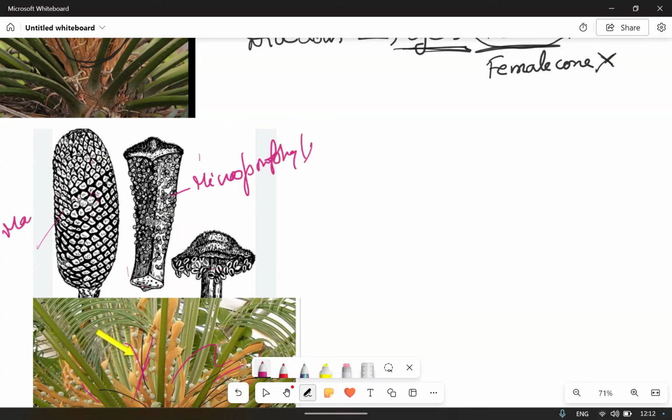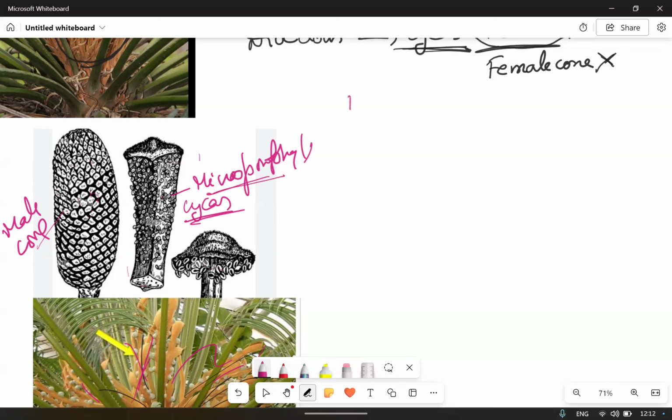This is the male cone, and these round structures are microsporangia. Look here, so many microsporangia are present. Where do you see many microsporangia? On the undersurface of each microsporophyll. This is the Cycas microsporophyll we are seeing. On the undersurface of the microsporophyll, we can see many sporangia.